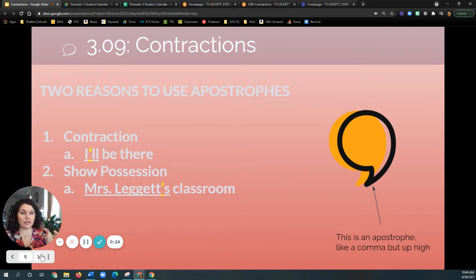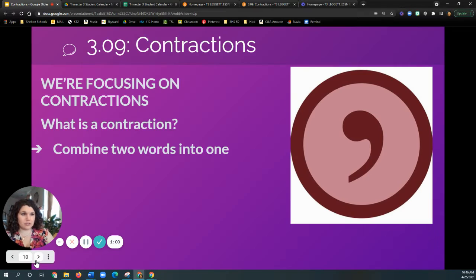And let's talk about contractions. But before we talk about contractions, we need to talk about an apostrophe. So what is an apostrophe? It's this thing right here, and it looks like a comma, but it's up high. There are two reasons you might use an apostrophe. One of them is a contraction, like in this word, I'll be there. The other is to show possession or ownership, like Mrs. Leggett's classroom. We're going to focus on the first one today, contractions.